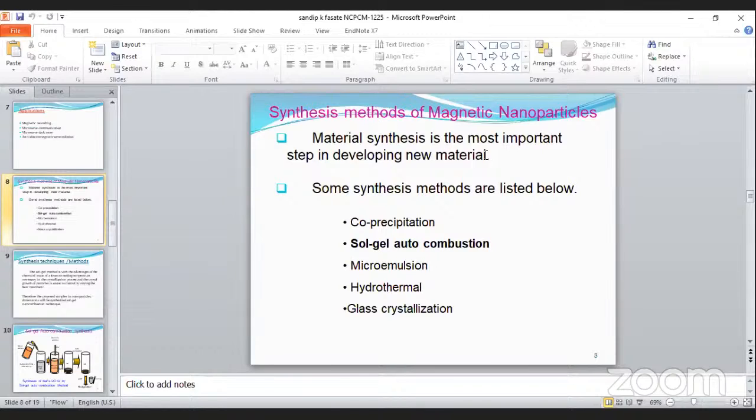One thing, Sandeep. As you prepare by this sol-gel method, you may also try for glass, as you have mentioned, glass crystallization. You may also try that. Okay, thank you, sir.